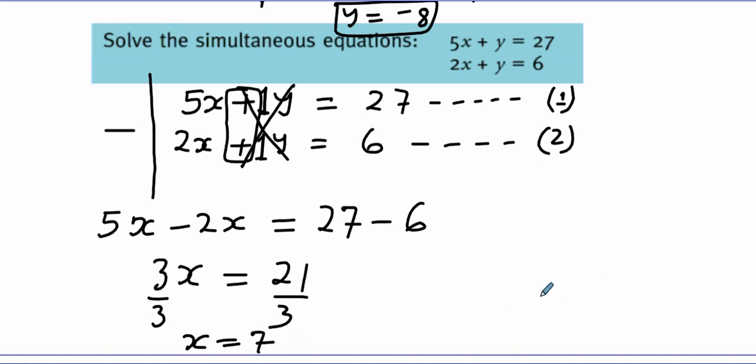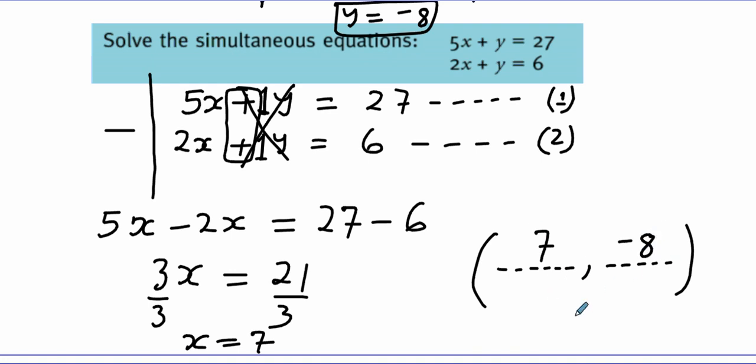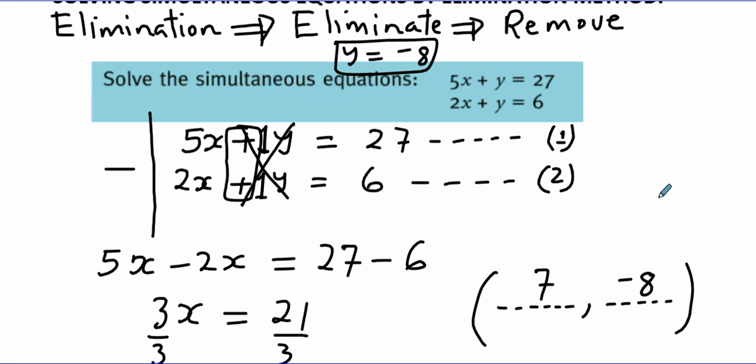See that? Cool, yeah? So how do we write the conclusion? The conclusion is the value of x, put it here, the value of y, keep it over here, using the concepts of coordinates. So x equals 7 and y equals -8. See that? Correct.